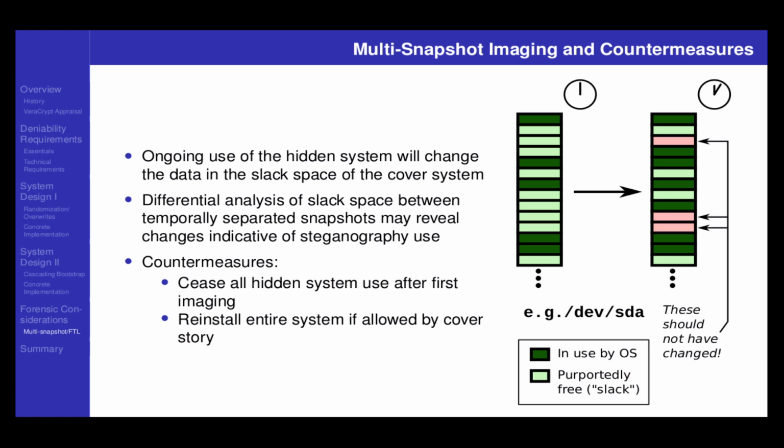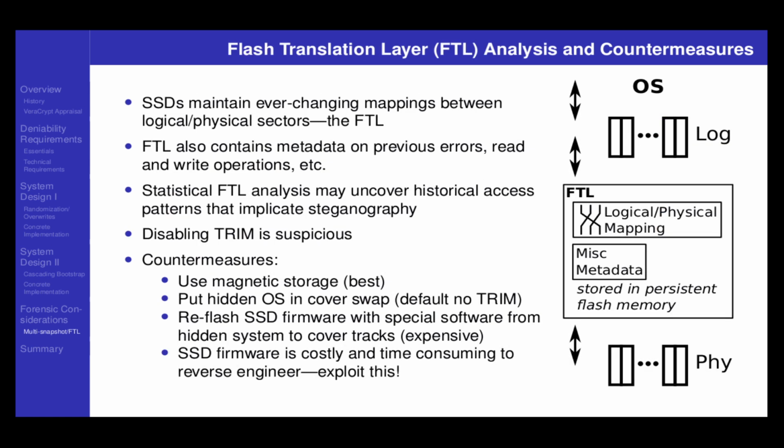Either one of those alone is not going to be terribly incriminating, but if you look at the differential, that might be an issue. So, some countermeasures. You can cease using the hidden system after the first imaging. You can reinstall the entire system if you're allowed to by the cover story, if it's plausible. But there's no great way around it. So you get really good security as long as you're not imaged twice with having used the hidden system in between.